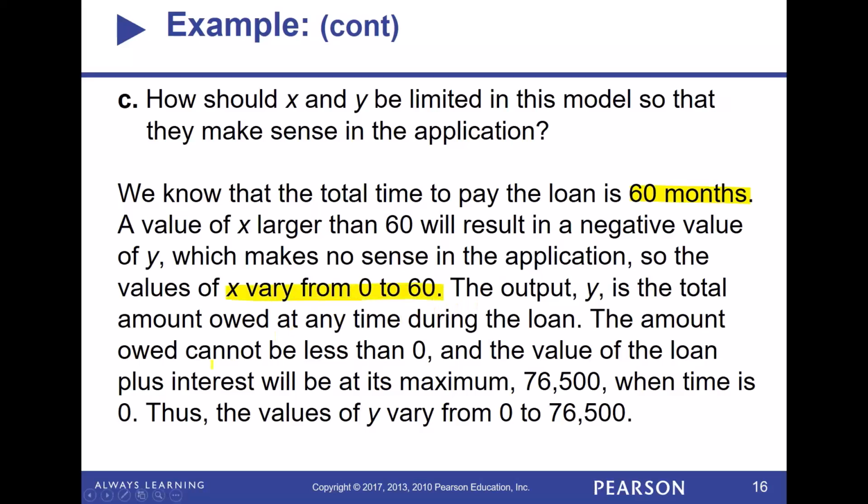However, y represented the amount of money owed. Well, the maximum amount of money that I actually owe is 76,500, which means that when I take a look at that, and I'm owing money back, I'm not going to ever owe negative money back. So I'm going to stop it at 0.